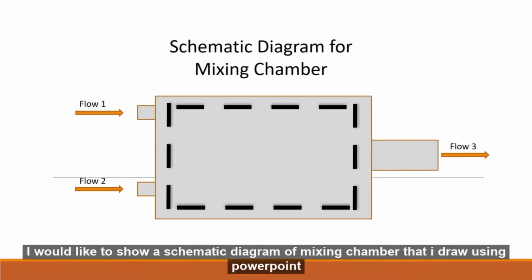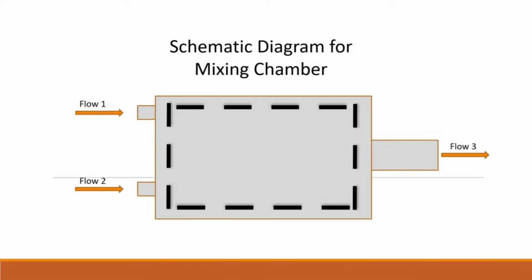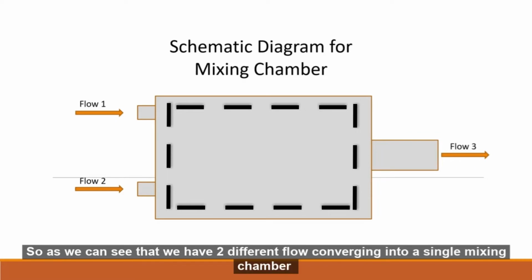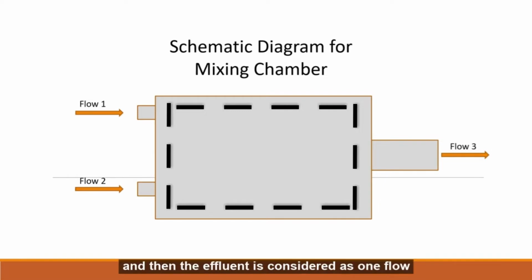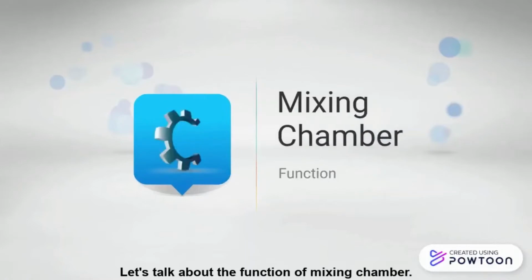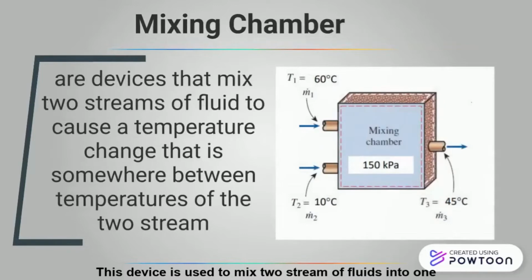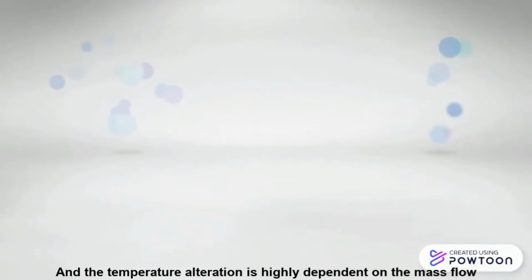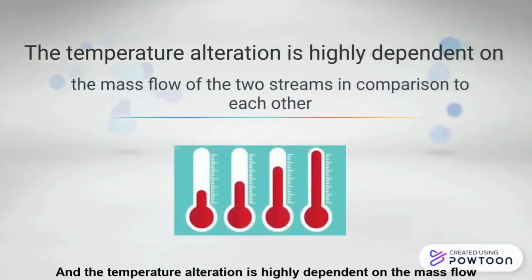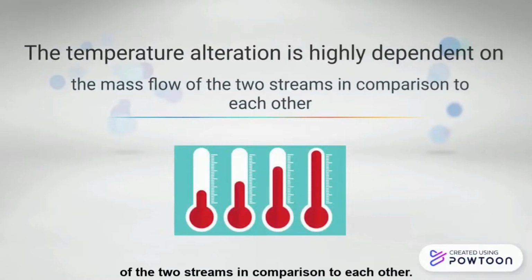I would like to show the schematic diagram for mixing chamber that I drew using PowerPoint. As we can see, we have two different flows converging into a single mixing chamber, and then the effluent is considered as one flow, meaning that it acts as one product from the two reactions. Let's talk about the function of the mixing chamber. This device is used to mix two streams of fluid into one, and in the meantime will cause temperature change, and the temperature alteration is highly dependent on the mass of the two streams in comparison to each other.